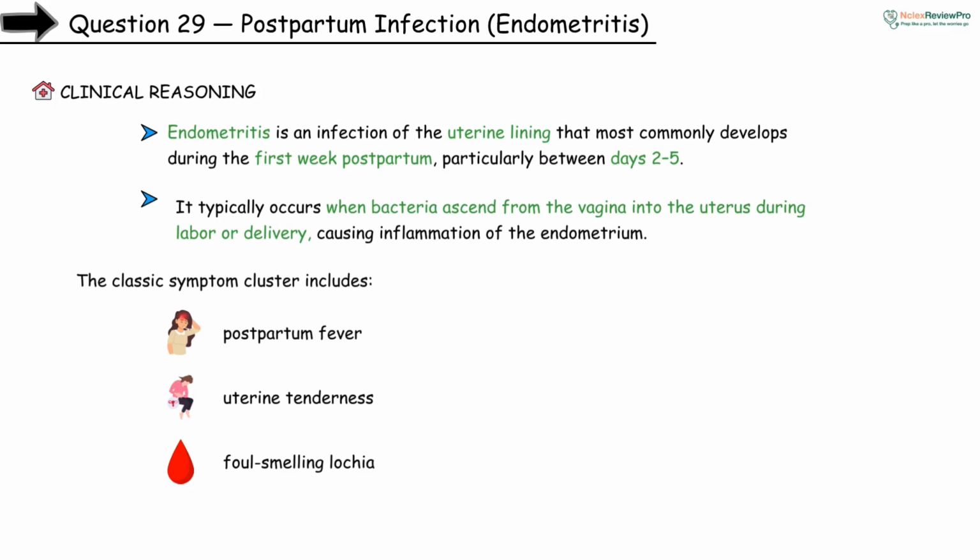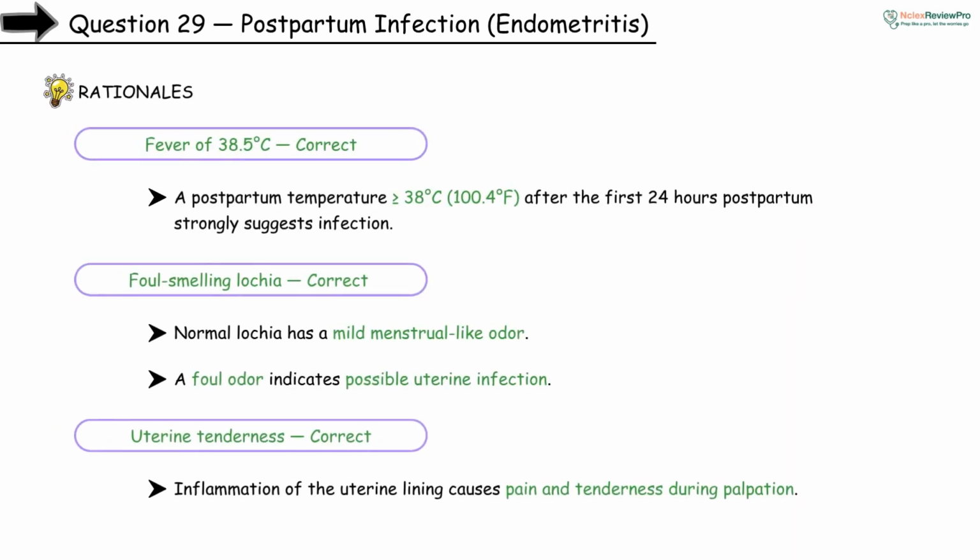And here's the key concept. Endometritis presents as a symptom cluster, not just one finding. You are looking for fever, uterine tenderness, foul-smelling lochia. Let's go through each correct option.